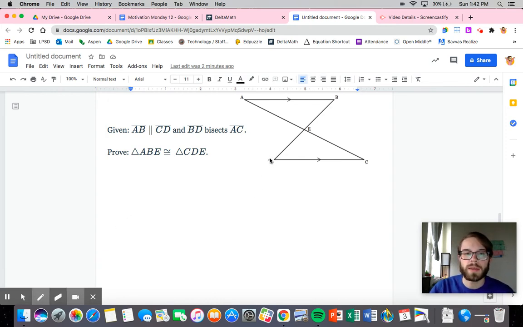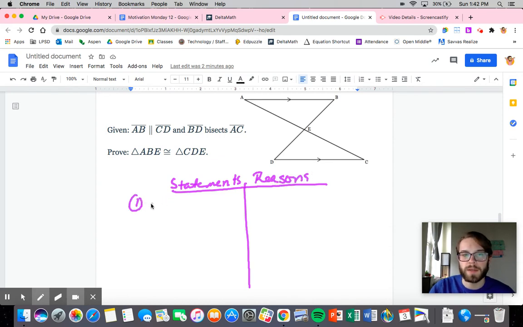All right, if we look at this, let's go through what we have. We'll start our proof. We have our statements and our reasons. I'm just going to write down our givens first. So we have segment AB is parallel to segment CD. Again, you could insert an equation and do the overline for that. You can also just write segment BD bisects segment AC. You could have split this up into two, but I'm going to write it as one.